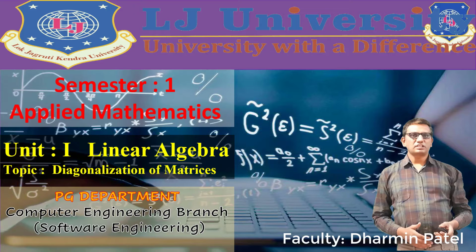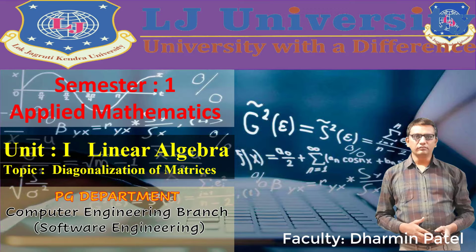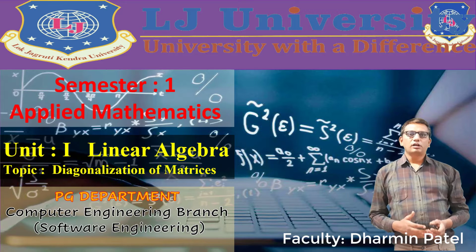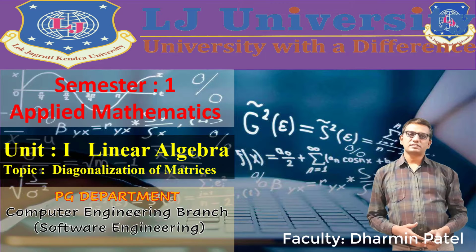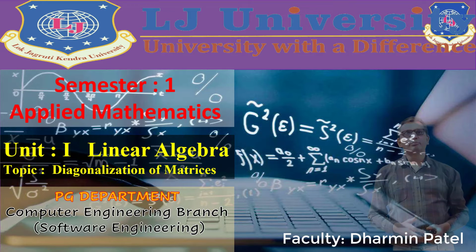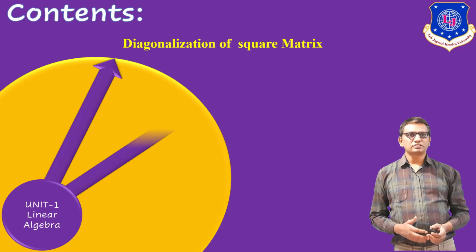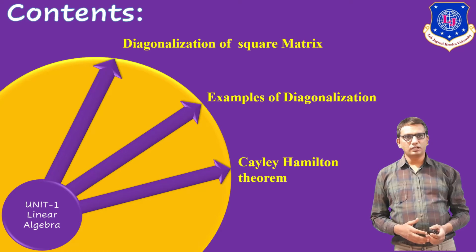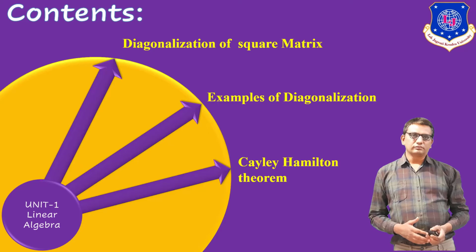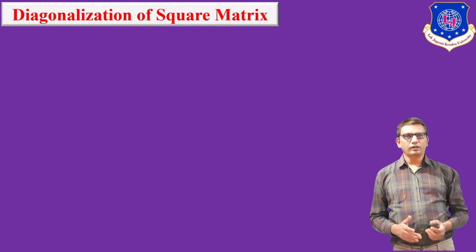So in the previous lectures of eigenvalue and eigenvector, we studied how to find the eigenvalue and eigenvector for 2x2 matrices and 3x3 matrices, and now we will discuss diagonalization of matrices. In this lecture we will cover the contents from unit number 1, linear algebra: diagonalization of a square matrix, examples of diagonalization of square matrix, and Cayley-Hamilton theorem for eigenvalue and eigenvectors. Now we will start with the diagonalization of square matrix.